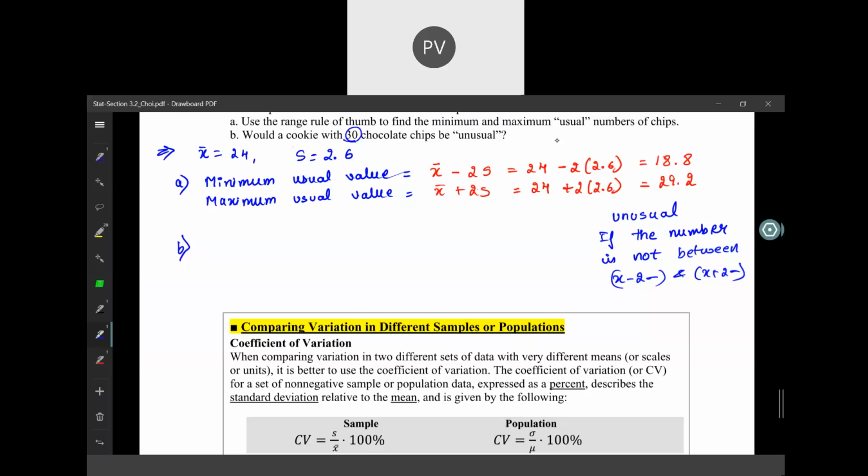Let me draw a number line here. I know x bar is equal to 24. What is x bar minus 2s? 18.8. X bar plus 2s is 29.2. Now the 30 must lie between 18.8 and 29.2. Does the 30 belong to this range? No, right? It is greater than 29.2, so we will get 30 somewhere here.